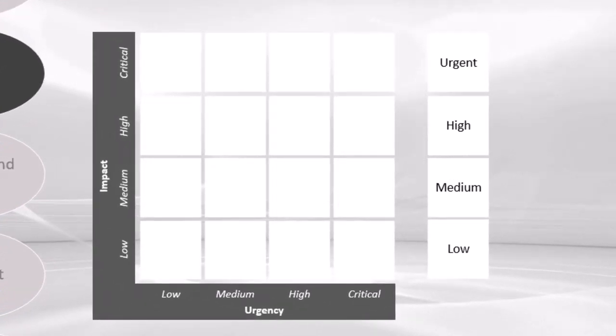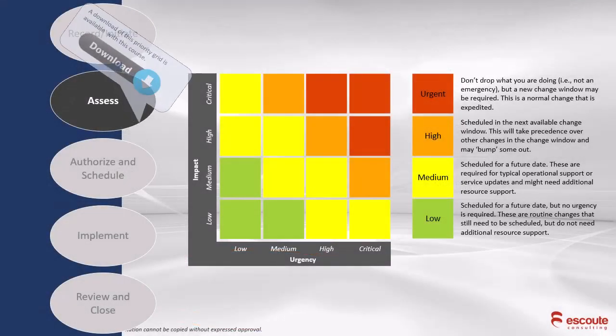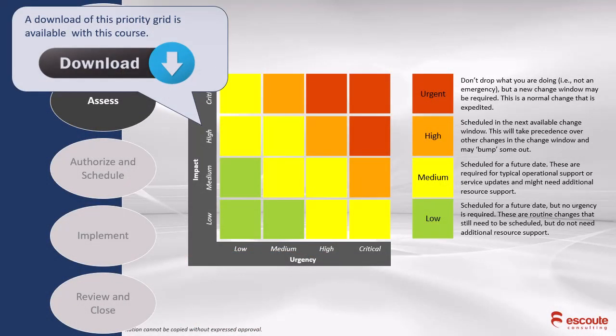So if you look on the left-hand side, we have the impact of the change. We saw this earlier. I have low, medium, high, and critical. And then on the bottom, we have urgency: low, medium, high, and critical. Remember, you can change these as you see fit for what you're doing. Don't worry, I'll have a download of this grid for you because I know it's a lot of information for us to handle.